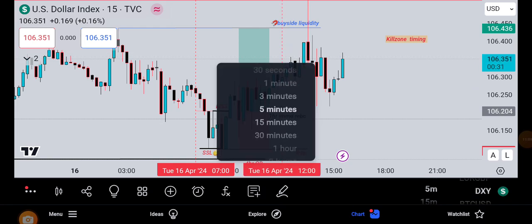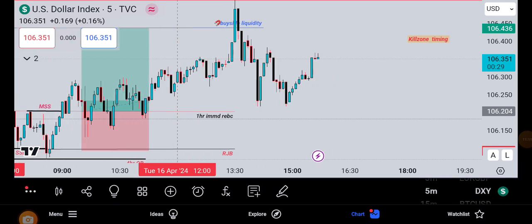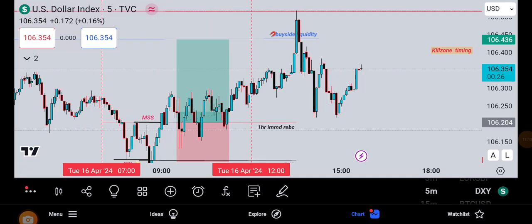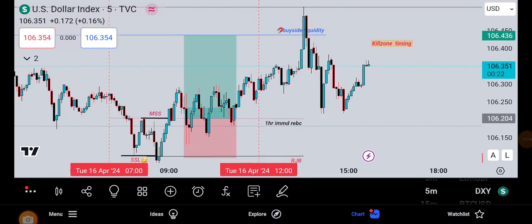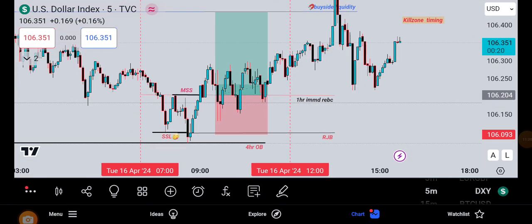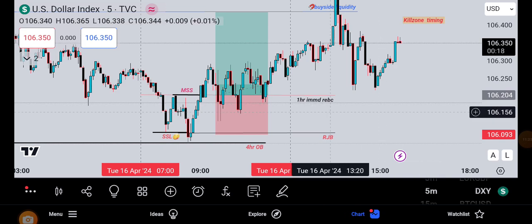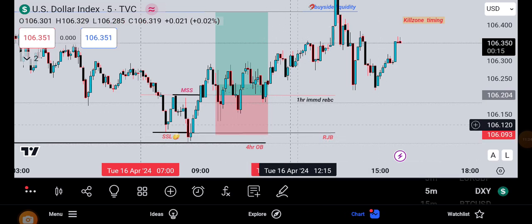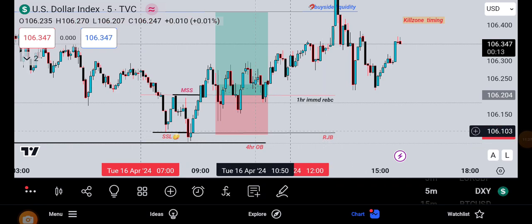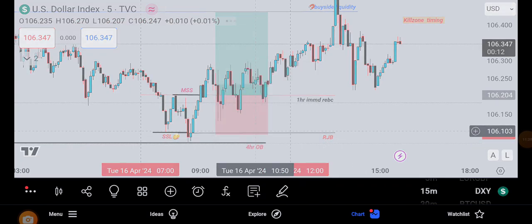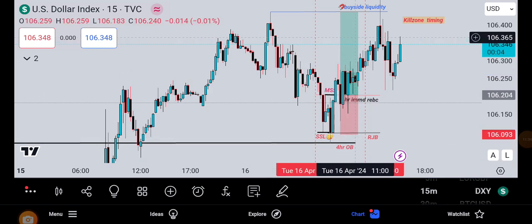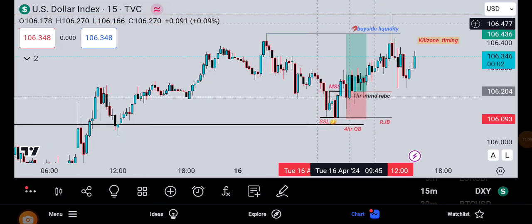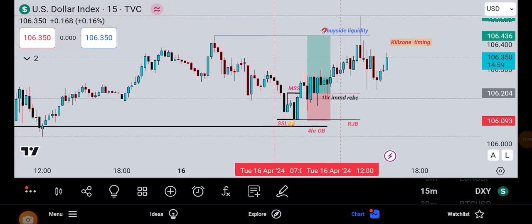So that was it for this video. I think I'll label that later on. And yeah, my stop loss was basically based on this rejection block below, this 15 minutes rejection block below the order block. So that's where I placed my stop loss, and of course my target was a 1 to 2, which was later on hit.